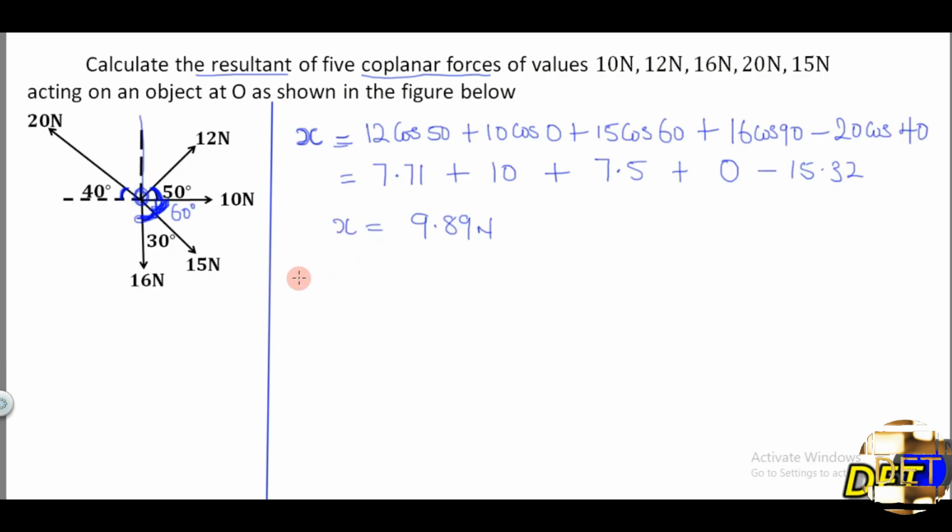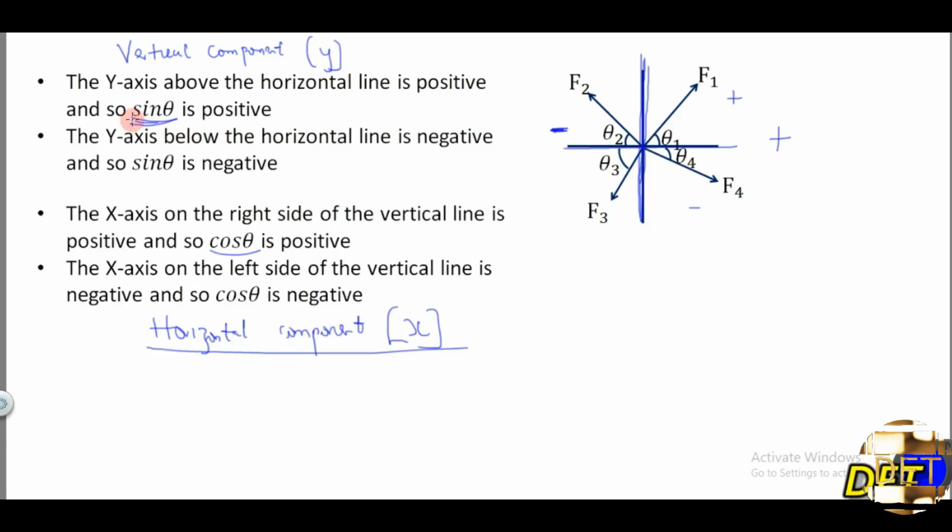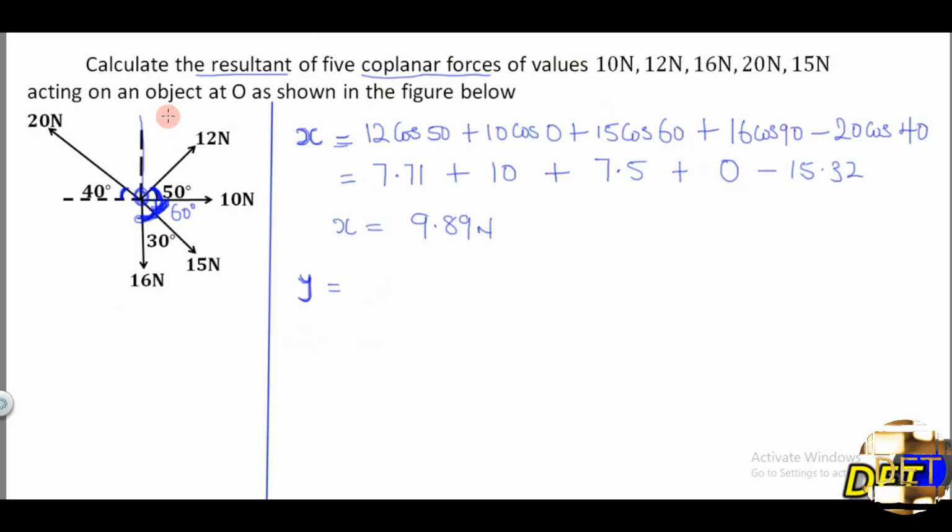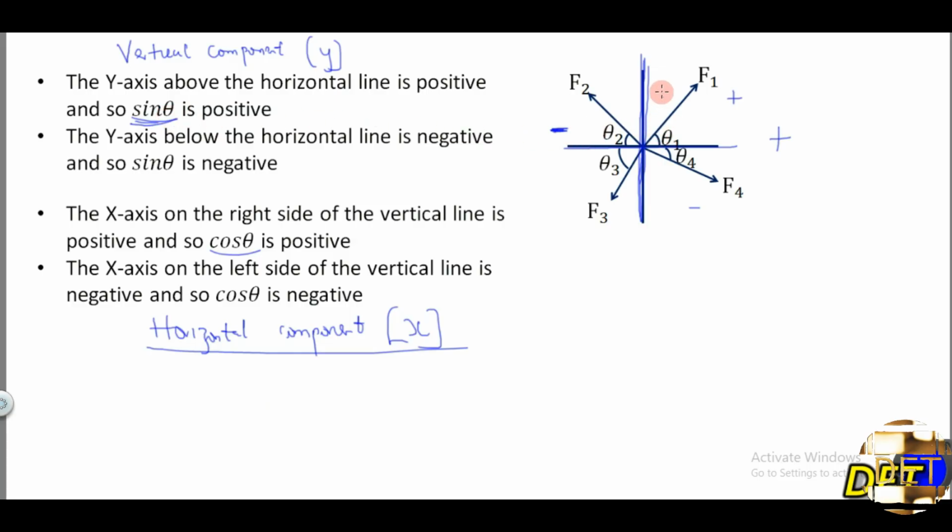So having gotten this, the next thing I would look for is my vertical component. And my vertical component I will represent as y. So for the vertical component, we use sine theta. And remember, anything above this horizontal line for the vertical component is positive, and anything below is negative, just as we have in a normal graph.